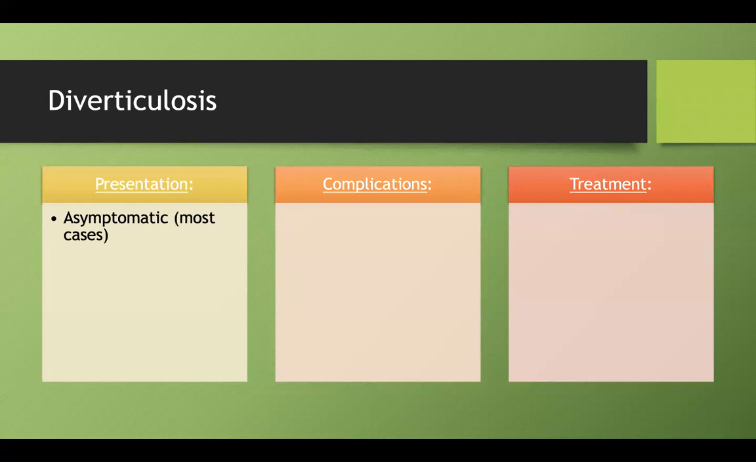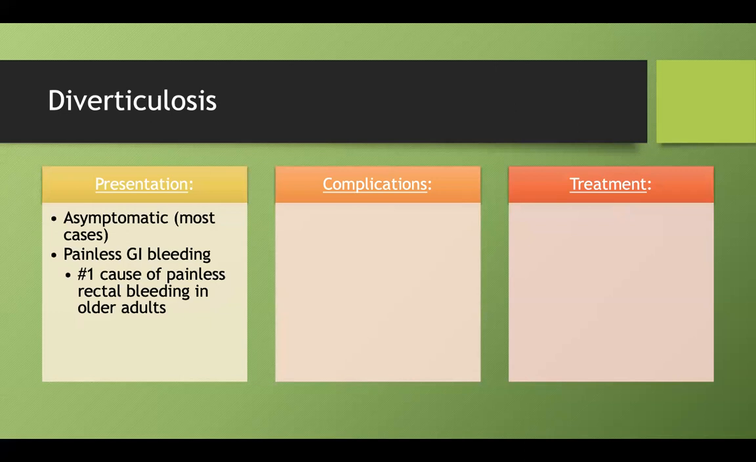Most of the time, diverticulosis is asymptomatic. One thing you should keep in mind is that it is a common cause of painless GI bleeding, especially in the elderly. It's actually the most common cause of painless rectal bleeding in older adults.